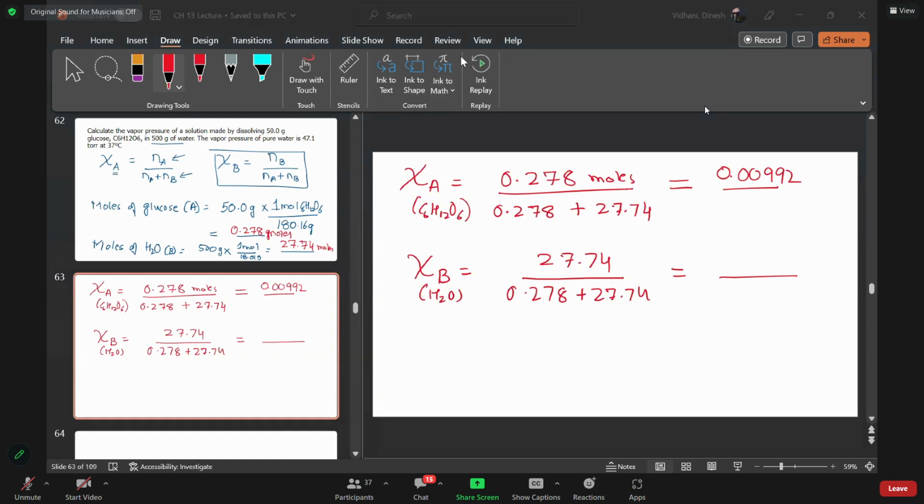Professor, would the easier way be subtracting 1 minus whatever you got to get the other? That's where I'm getting at. Yeah. So what was the number that you guys got? You see, 0.99008.